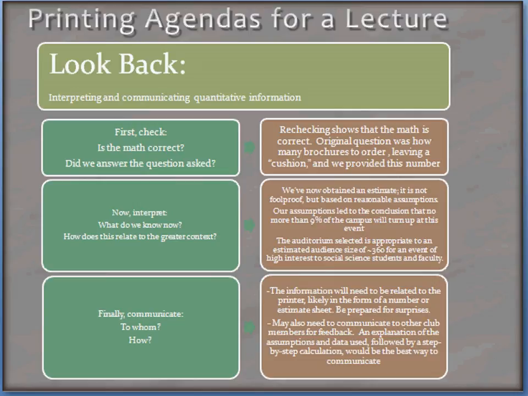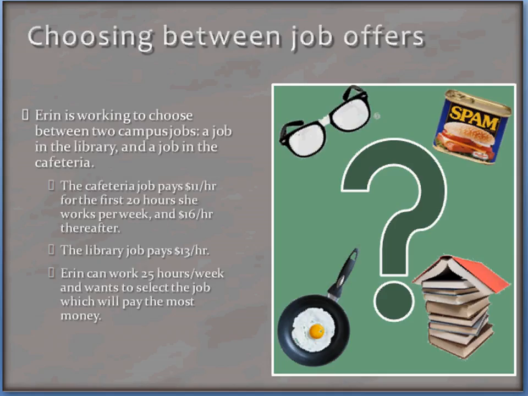Finally, we'll need to communicate this information. To whom should we communicate it, and how? The information will need to be communicated to the printer, likely in the form of an estimate sheet. We might need to communicate some details to him if there are any issues with the ordering process. We'll also need to communicate this to other club members for feedback. An explanation of our assumptions and the data used, followed by a step-by-step calculation, would be the best way to communicate this information.